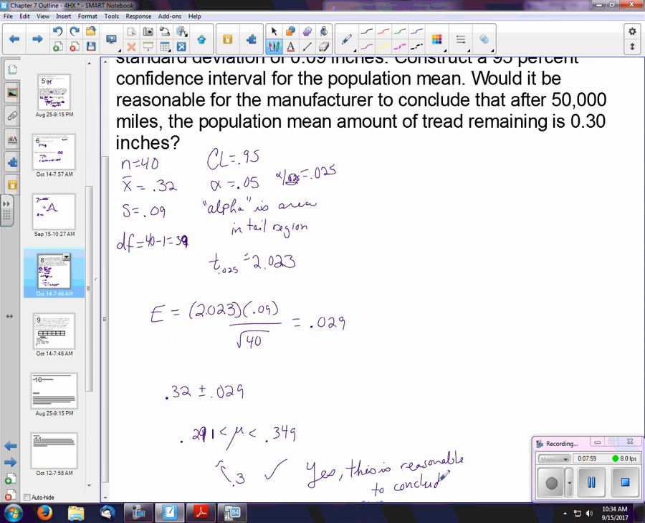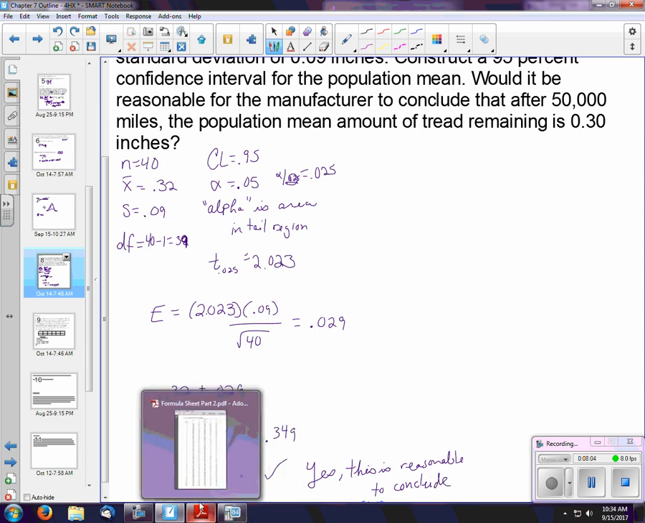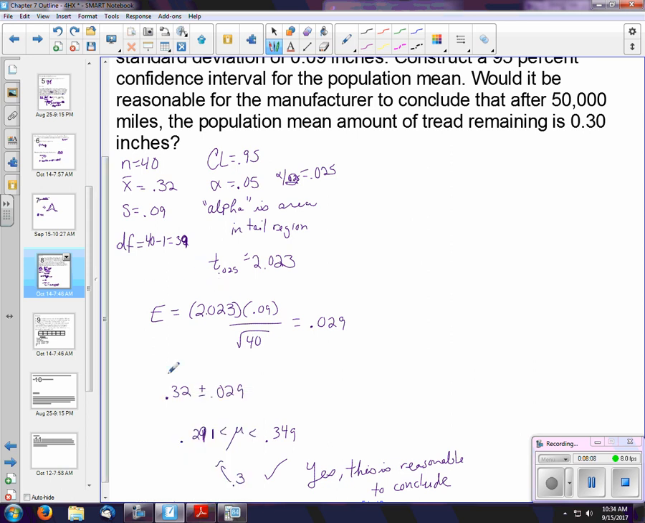If you prefer, and we can do this for the next example, if you prefer to use the calculator to acquire your interval, then you can use the t-interval function, which we'll look at in the next example.